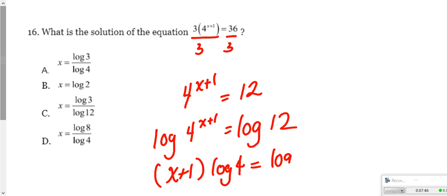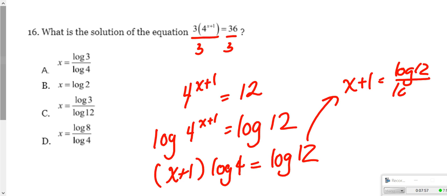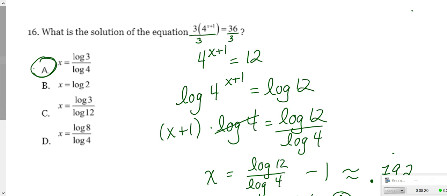I just used a log property to bring that exponent down in front. And then I'd have x plus 1 equals the log of 12 over the log of 4. And then I would subtract 1 from both sides. At this point, you might panic. Don't panic, okay? You don't really necessarily see your answer here right off the bat, but you need to go to your calculator because one of these is equivalent to having log of 12 divided by log of 4, find that answer, subtract 1. So you just check with your calculator.